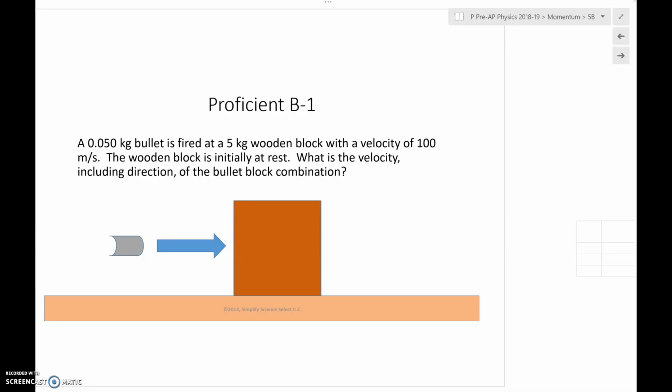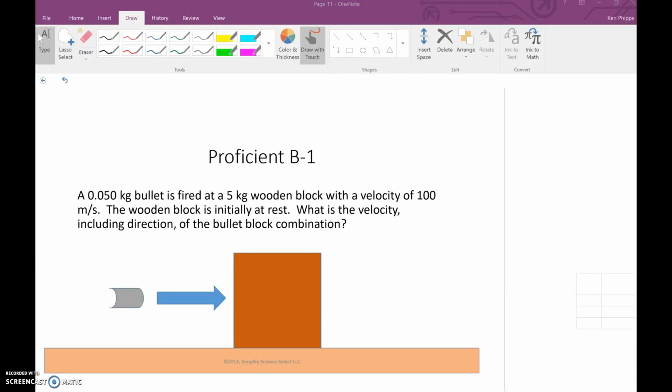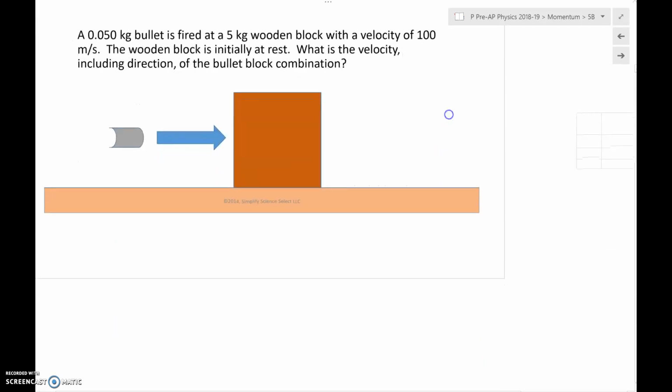In this scenario, because the bullet hits the block and they stick together, it's an inelastic collision. Okay, so we're going to need to set ourselves up here. There's a table for me to use over here, and I'll pull it up. Here's how we're going to set this up.